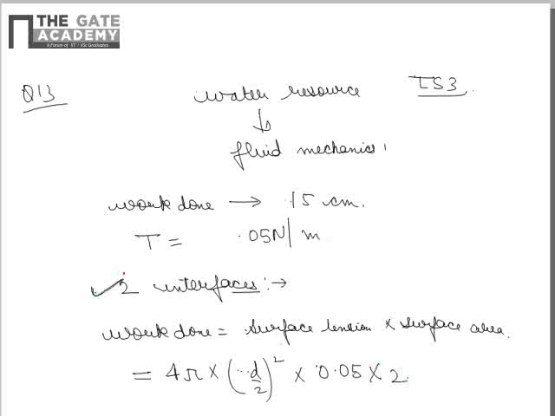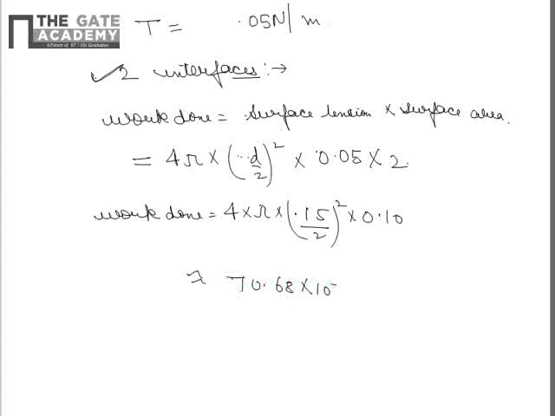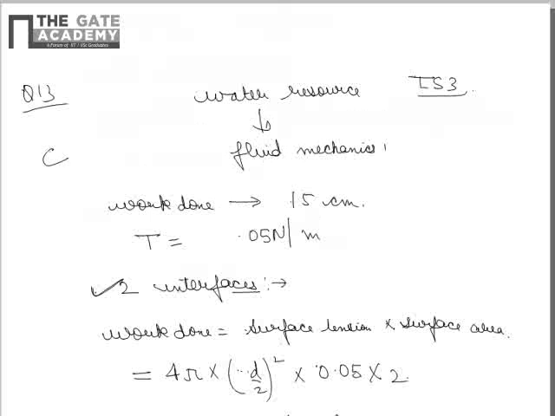So work done is given by 4 into pi, the value of d is 0.15 when expressed in meter, squared, into 0.10. So work done comes out to be 70.68 into 10 to the power minus 4 Newton meter, making C the correct answer.